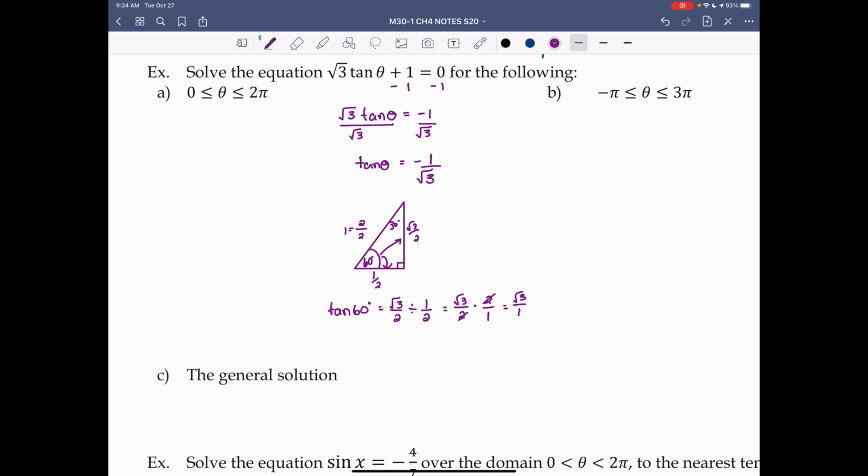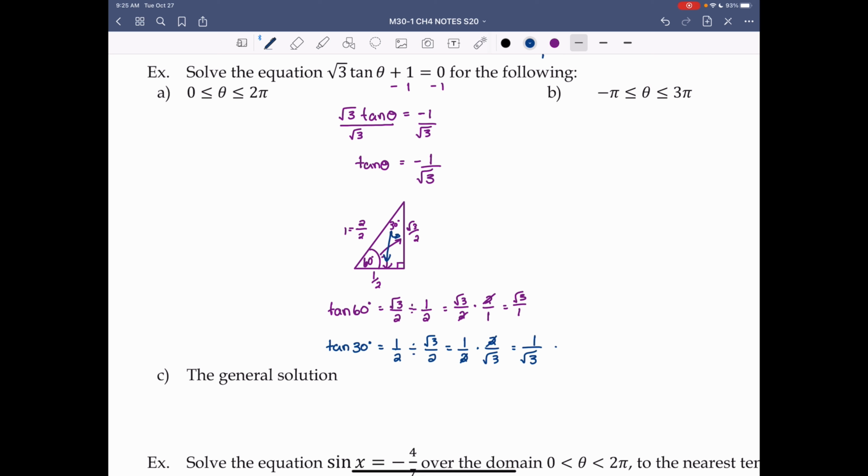Is that the same as our answer? No, we had tan theta is negative 1 over root 3. So it can't be tan 60, it's got to be tan 30. Let's just double check. Tan 30 degrees equals, opposite from 30 would be 1/2. And then divided by the adjacent side would be root 3 over 2. We multiply by the reciprocal of the second fraction, so 1/2 times 2 over root 3. Our 2's divide out, and we get 1 over root 3.